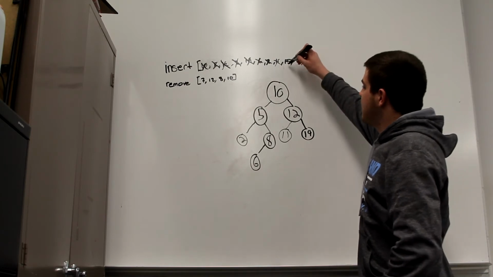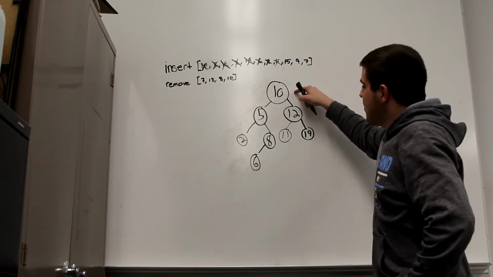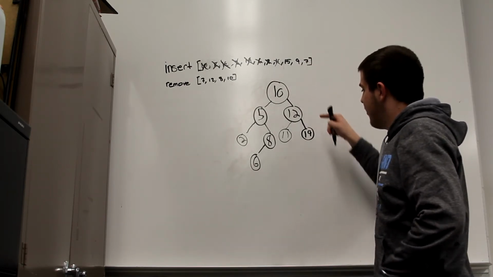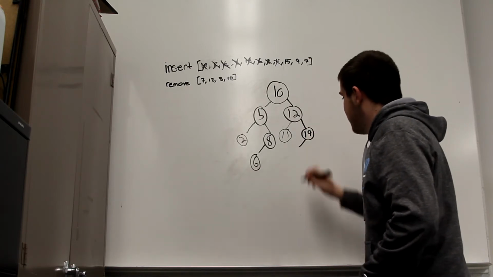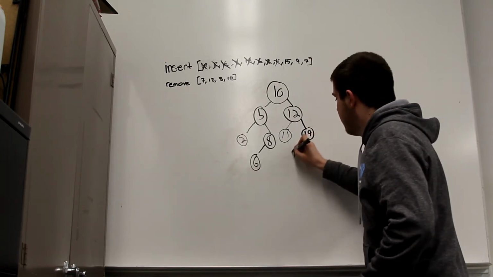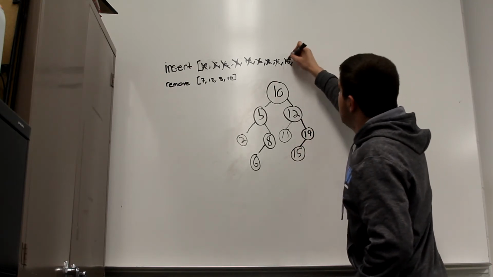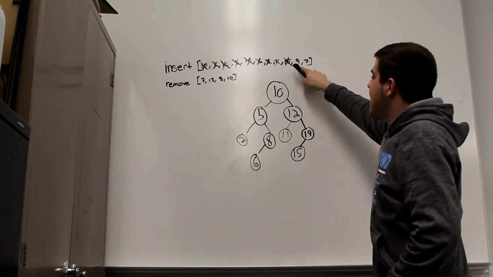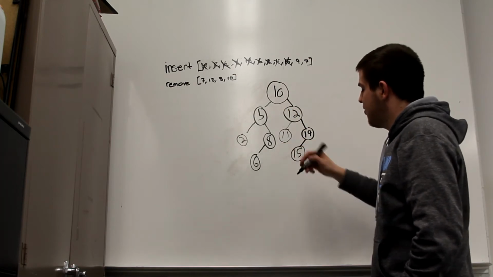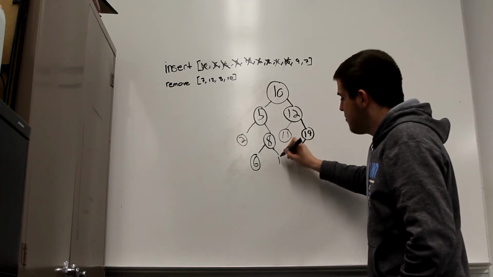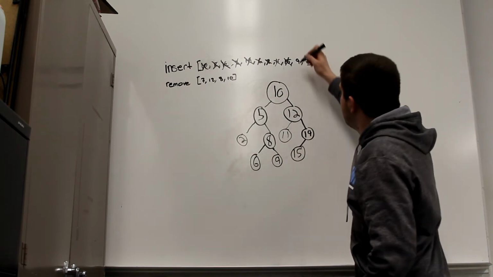Next, we're going to insert 15. 15 is greater than 10 and greater than 12, but it's less than 19. So 15 becomes the left child of 19. Next, we insert 9. 9 is less than 10, greater than 5, and greater than 8. So 9 becomes the right child of 8.